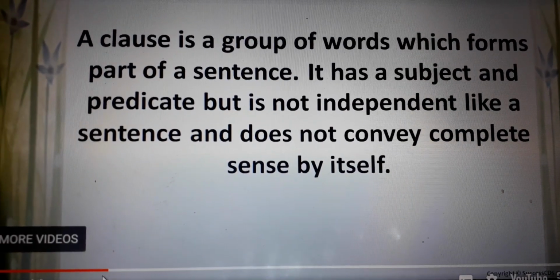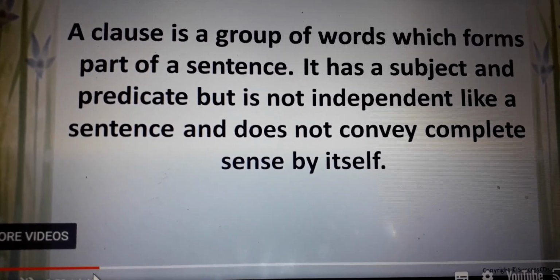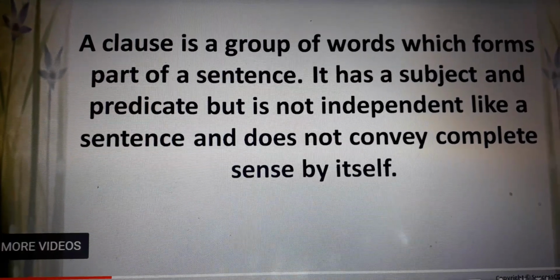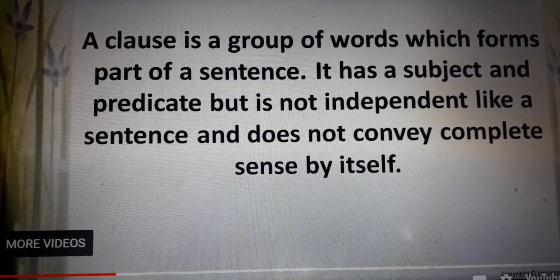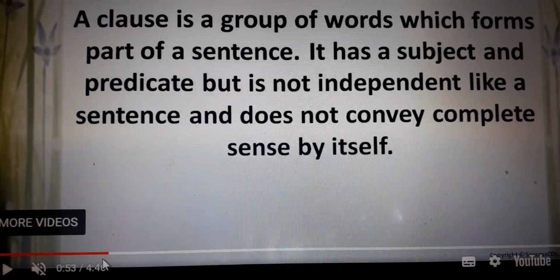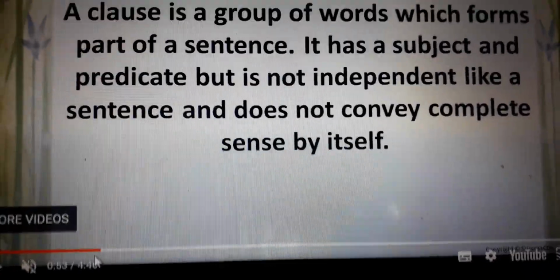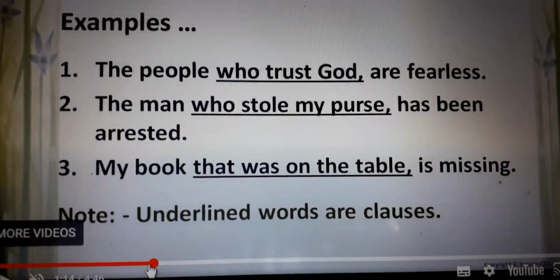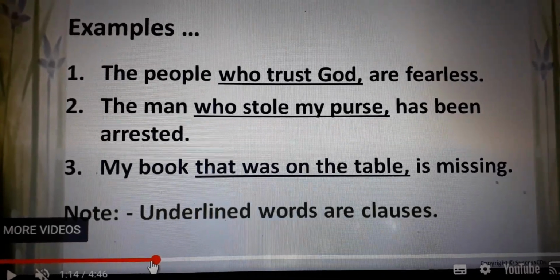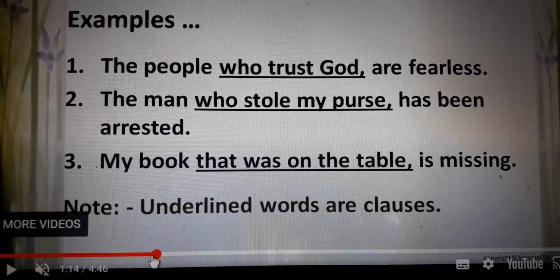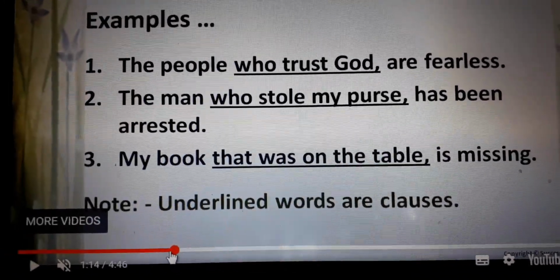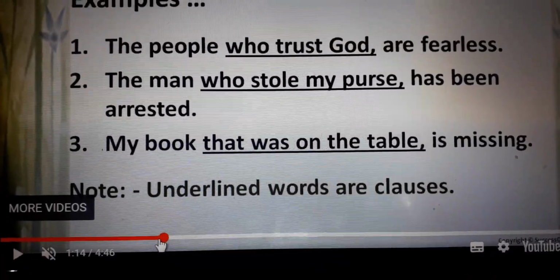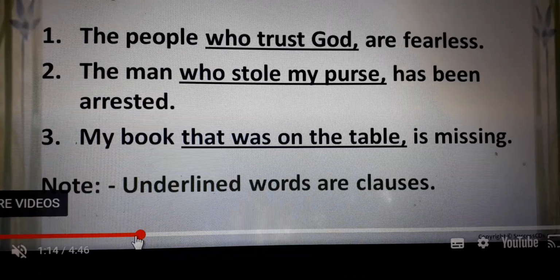Then we discussed the clause. A clause is a group of words which forms a part of a sentence but not a complete sense. It does not make a complete sense, but it has a subject and a predicate, right? "The people who trust God are fearless." "The man who stole my purse has been arrested." "My book that was on the table is missing." So, underlined words are the clauses that consist of a subject and a predicate.